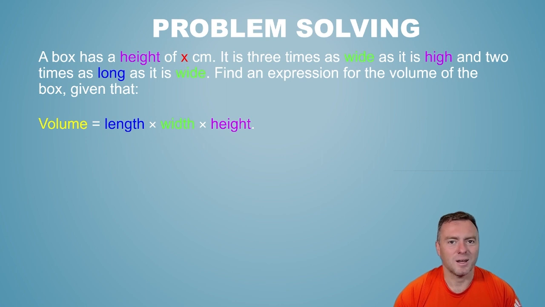So a box has a height of x centimeters, is 3 times as wide as it is high and 2 times as long as it is wide. Find an expression of the volume of the box. So the volume equals length times width times height. Pause the video, see if you can do it.